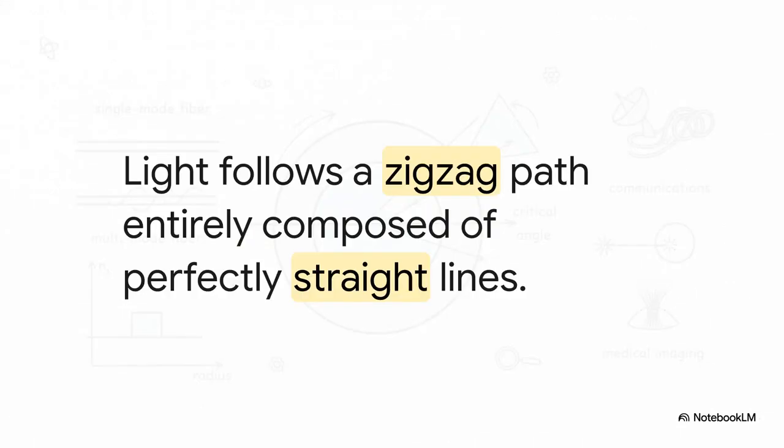Okay, so how does the light actually move? As light travels through this fiber, it follows a zigzag path. But what's really amazing is that these zigzags are made entirely of perfectly straight lines. Because of that sharp step in the refractive index we just talked about, the light ray hits the boundary and perfectly bounces via total internal reflection. It just reflects completely back into the core, over and over again, moving forward without ever leaking out.